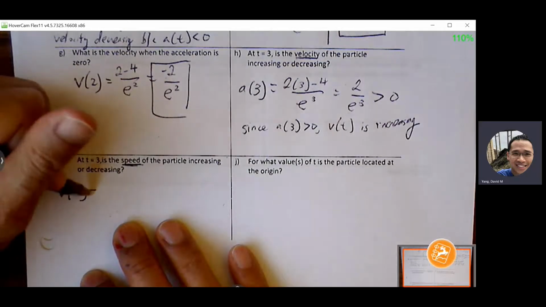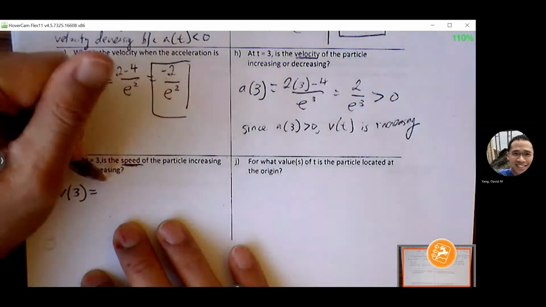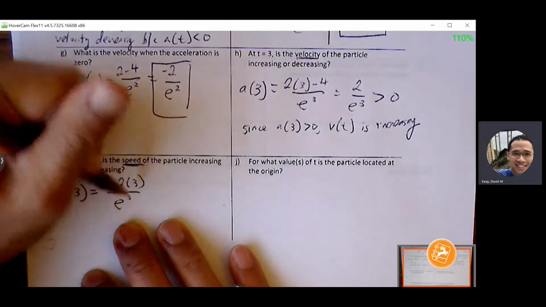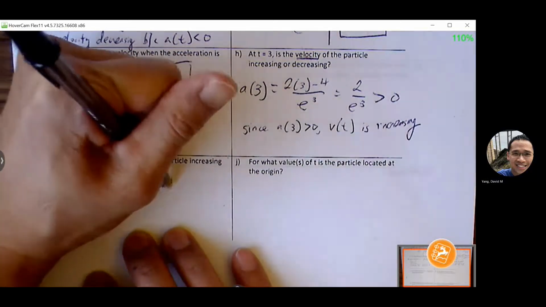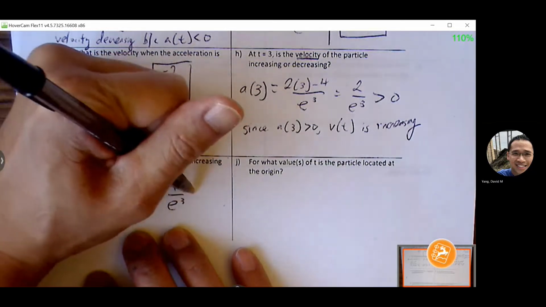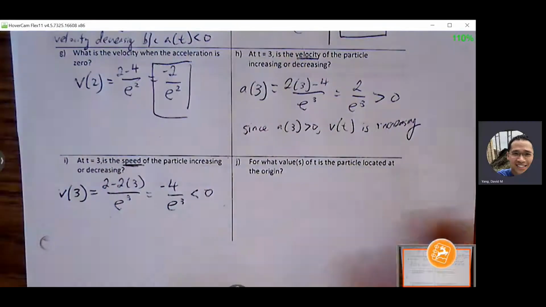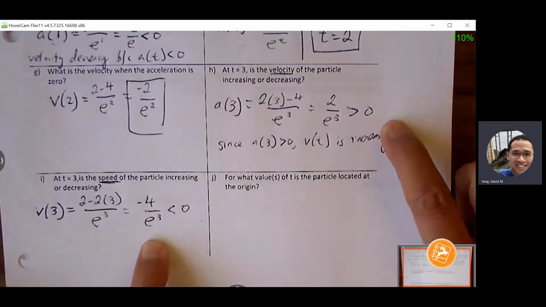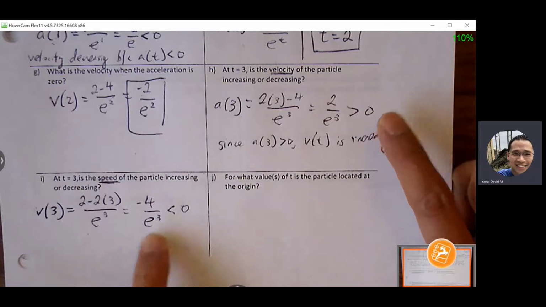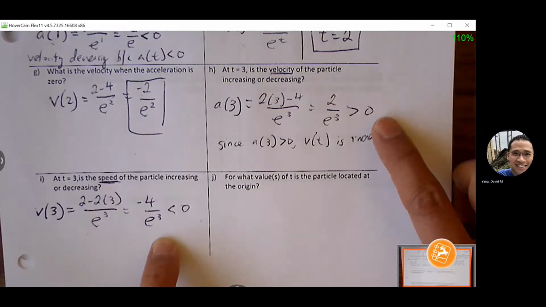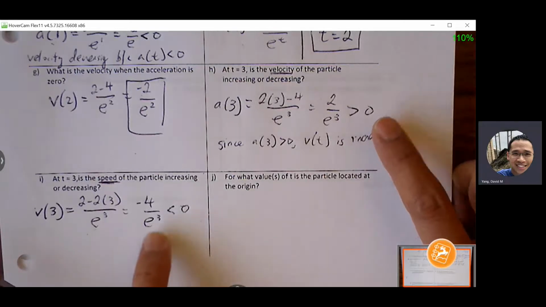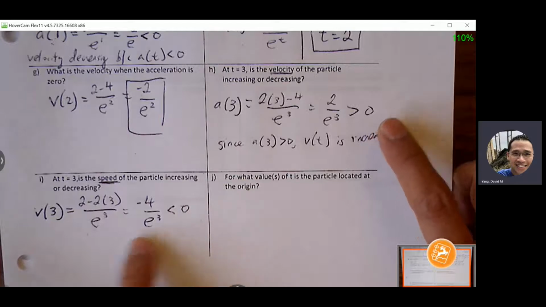So velocity at 3. So my velocity is negative. Acceleration is positive. What conclusion can we make? Speed is decreasing, right? One is positive, the other is negative. Different signs, okay?